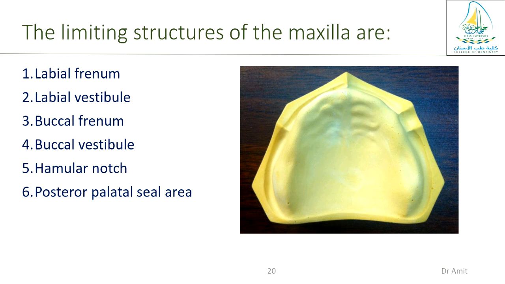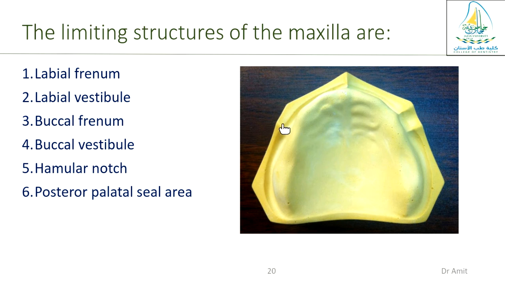Now there are 6 different types of limiting structures. I'll be discussing them here on this cast photograph. First is the labial frenum, a frenum which is present at the center of the maxillary. This is known as labial frenum. Second, we have the buccal frenum here, which is related to the cheek. The labial frenum is related to the lips, that's why it is known as labial frenum. This is related to the buccal or the cheek, that's why it is known as buccal frenum.